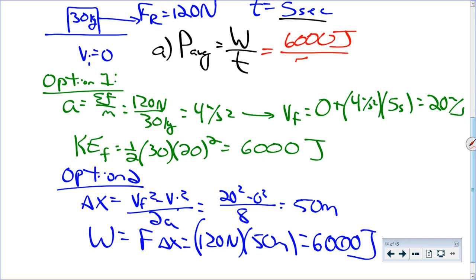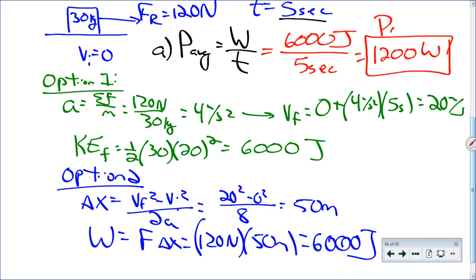The time this took was 5 seconds. So multiply it out and you're going to get 1,200 joules per second, or 1,200 watts. So there is our average power.